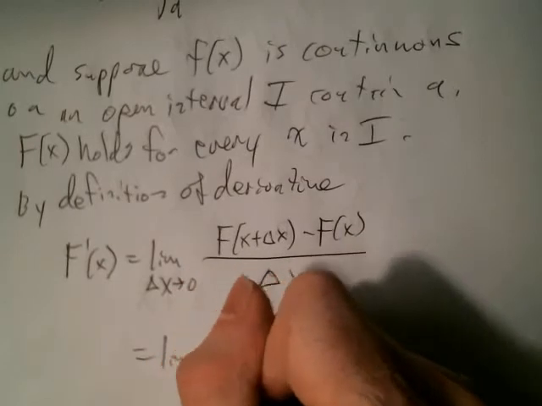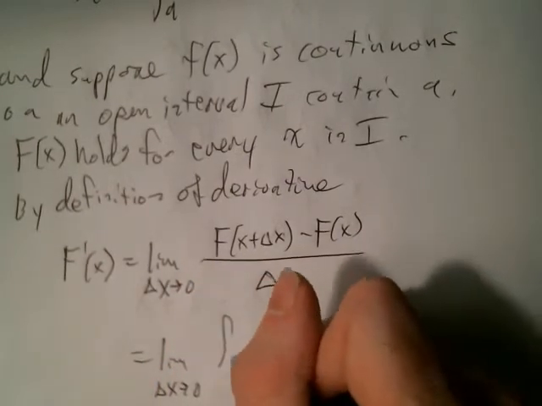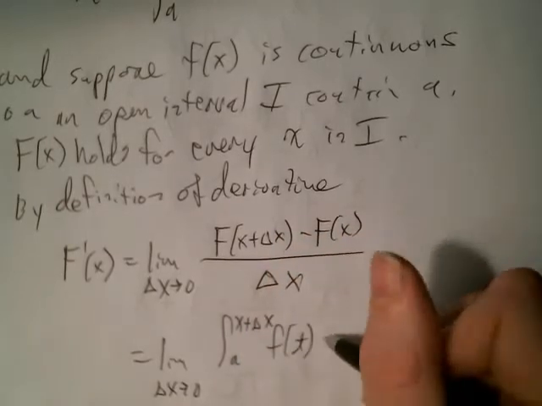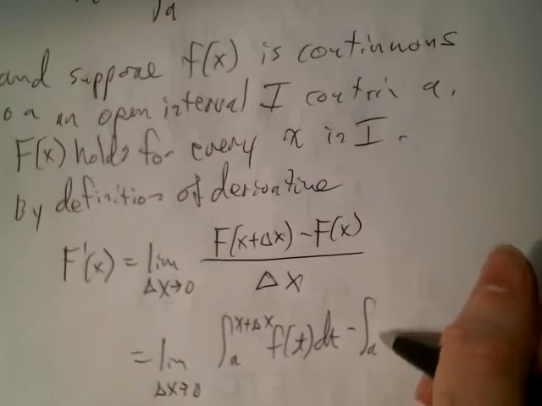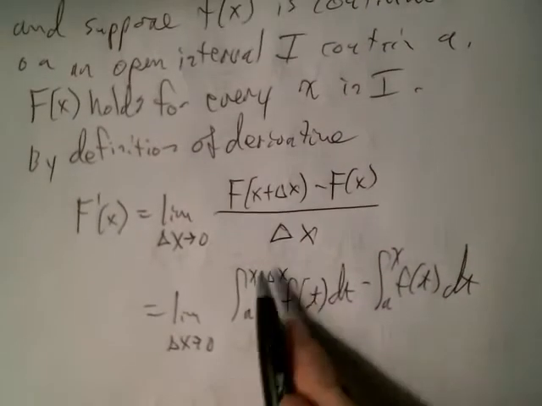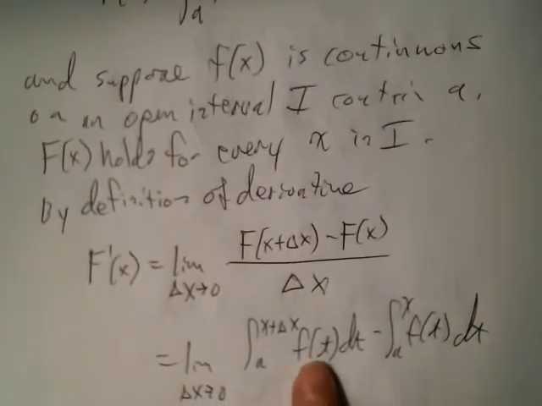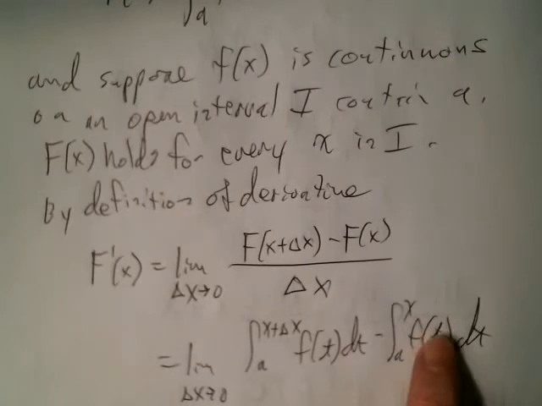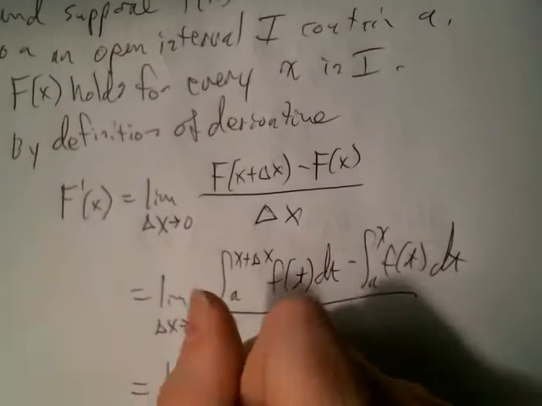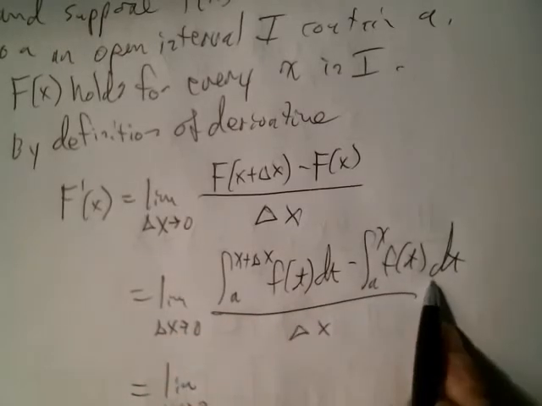So we end up with the limit as change in x goes to 0 of the integral from a to x plus change in x of f of t dt minus the integral of a to x of f of t dt. I'm just replacing the x portion of this definition with x plus change in x. Then the limit as change in x goes to 0 of this thing.